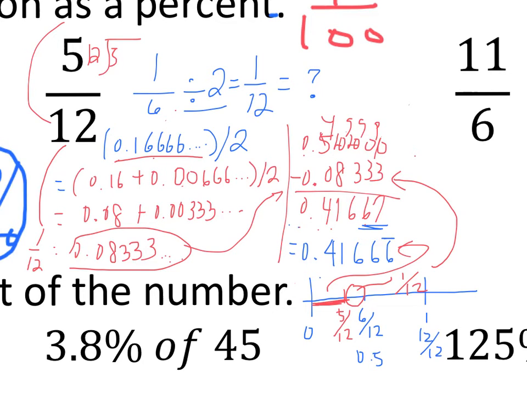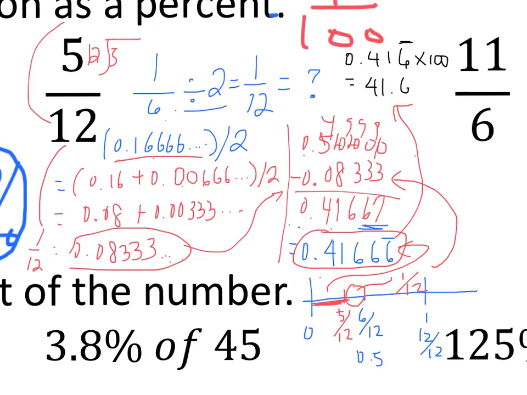And finally, we need to rewrite this as a percent. So I'm going to write it here. 0.416 repeating times 100 will equal 41.6, the 6 repeating percent.